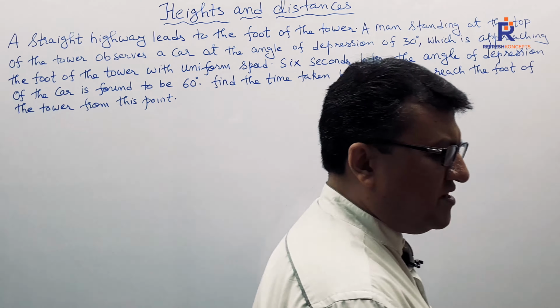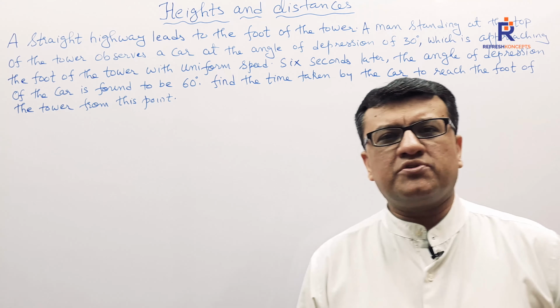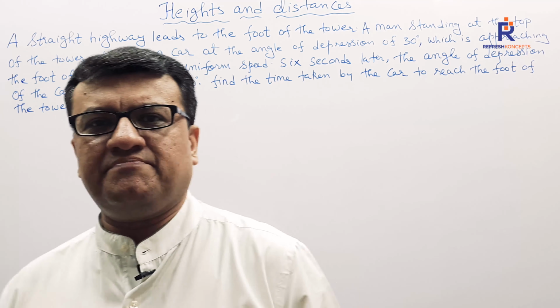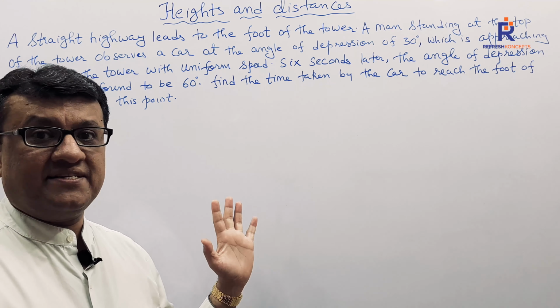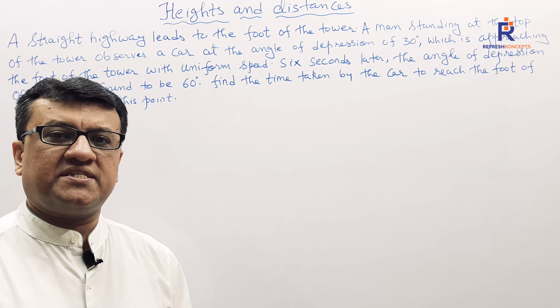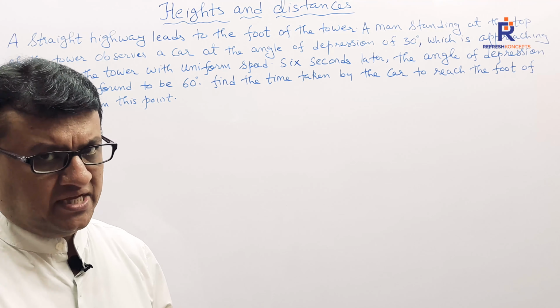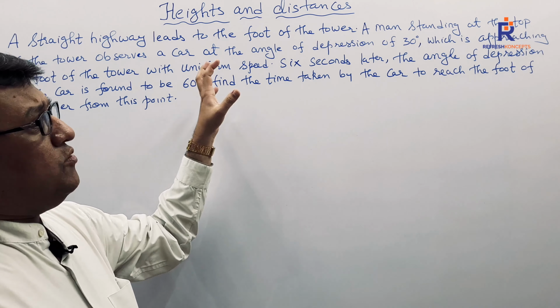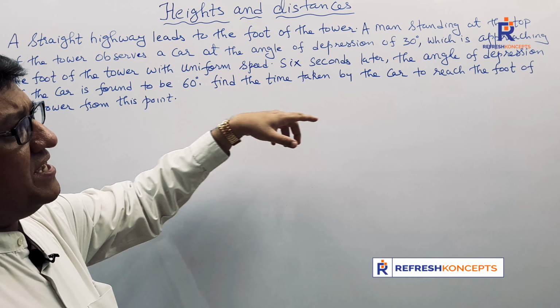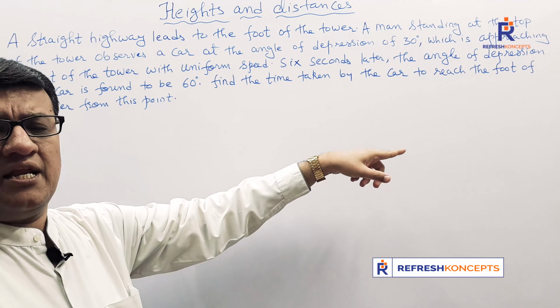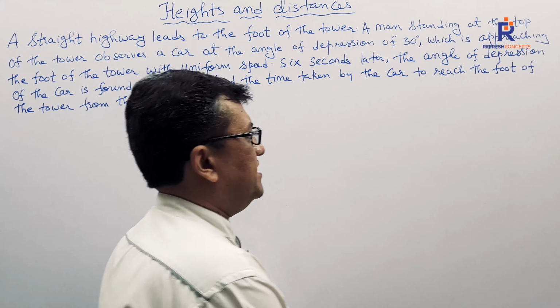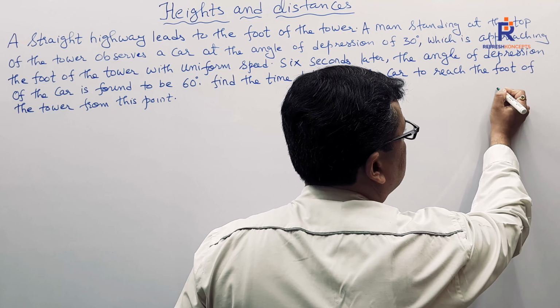Now, after reading the question for the first time, I know that not all students must have understood the sum. I can feel that not everybody must have understood the sum. So the picture will be very clear the moment we go and draw the diagram. So let's start. What is the sum trying to say? That there is a tower and a man is at the top of the tower. So let us draw a tower.